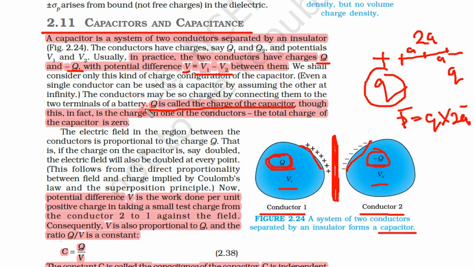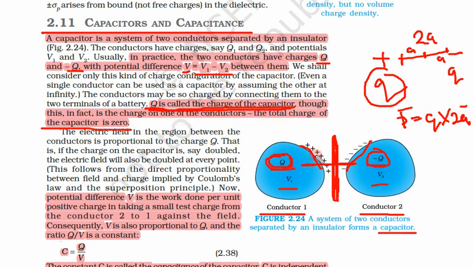Similarly, here not 2Q but Q is the charge on the capacitor, because Q is the same here. Here only positive Q, here negative, opposite but equal. So what is the charge on the capacitor? Q. Though in fact, the total charge of the capacitor is 0.